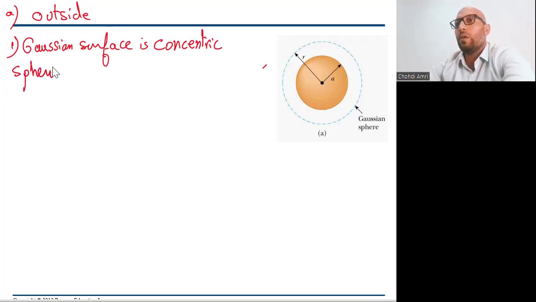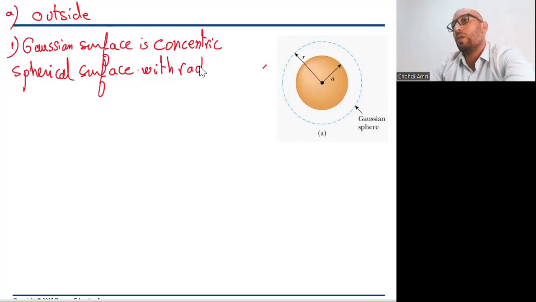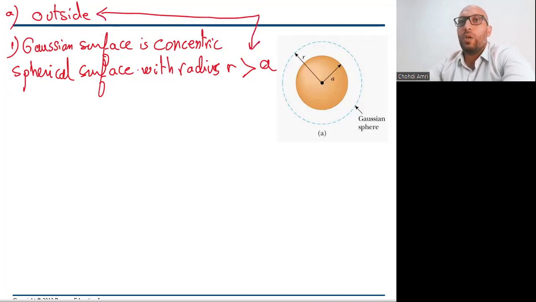Spherical surface. Concentric spherical surface, with a radius R. And this R is greater than the radius of the charged sphere A, because we are talking about outside.